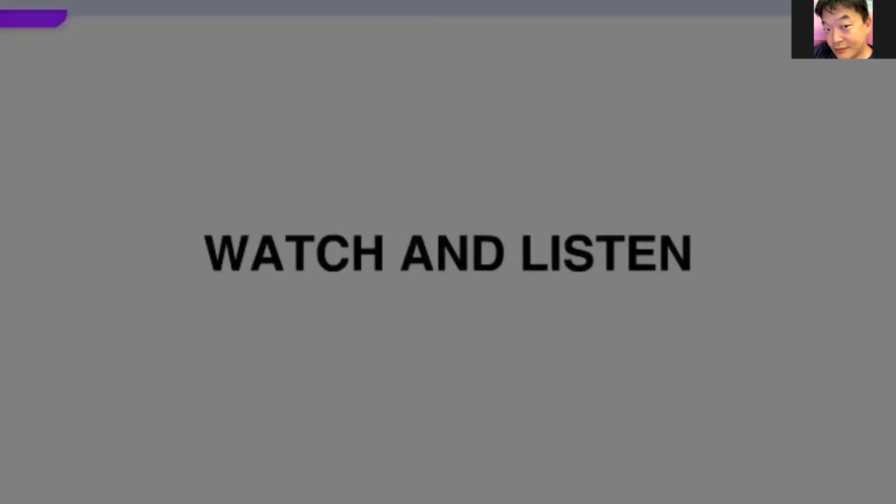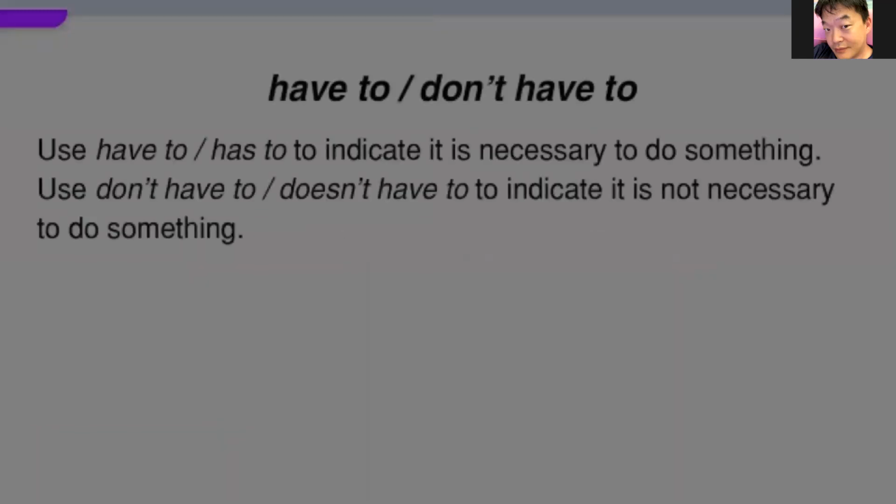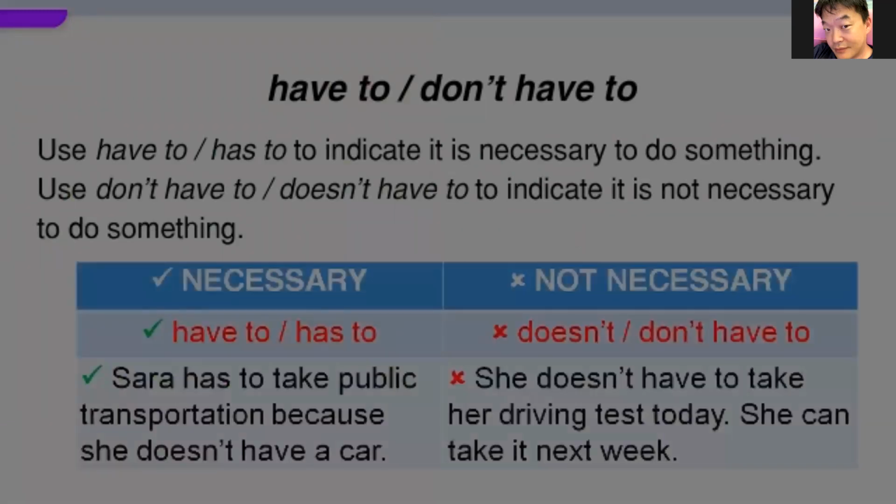Watch and listen. Have to, don't have to. Use have to, has to to indicate it is necessary to do something. Use don't have to, doesn't have to to indicate it is not necessary to do something. Necessary. Sarah has to take public transportation because she doesn't have a car. Not necessary. She doesn't have to take her driving test today. She can take it next week.